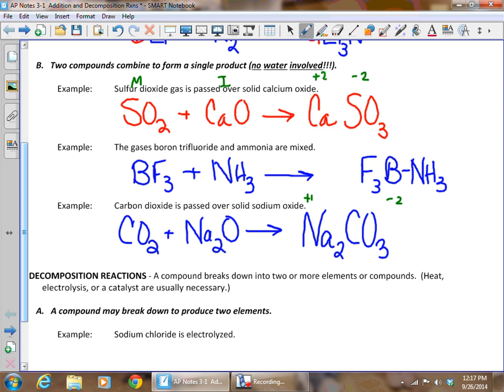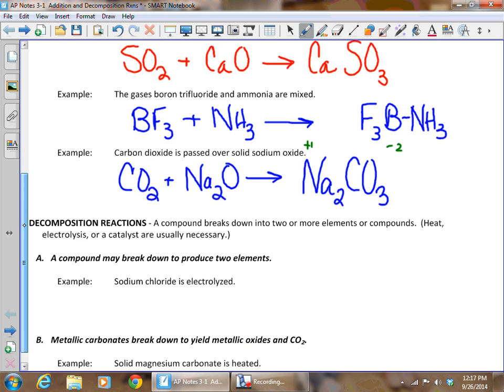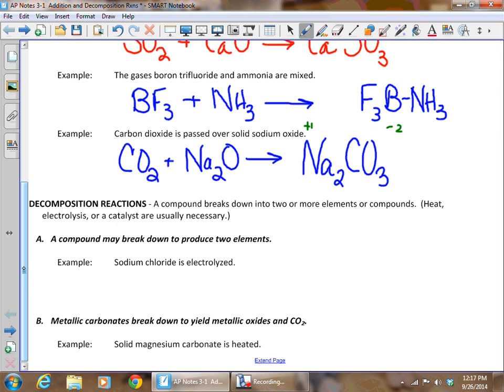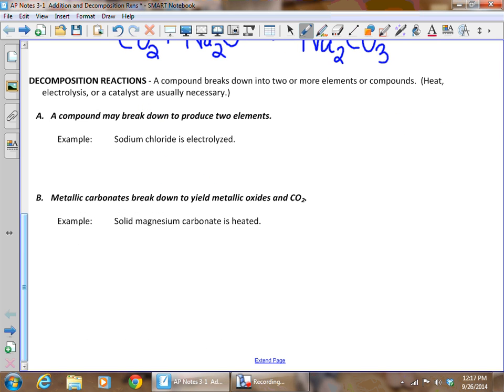So that's another example of a type of addition reaction. Now what about decomposition? In this first example, we have a compound. When we have a decomposition reaction, we've got a compound that breaks down into 2 or more elements or compounds. Usually they'll say something about heating it, electrolysis, or using a catalyst, something like that. Sometimes they'll just say they break down or they decompose.